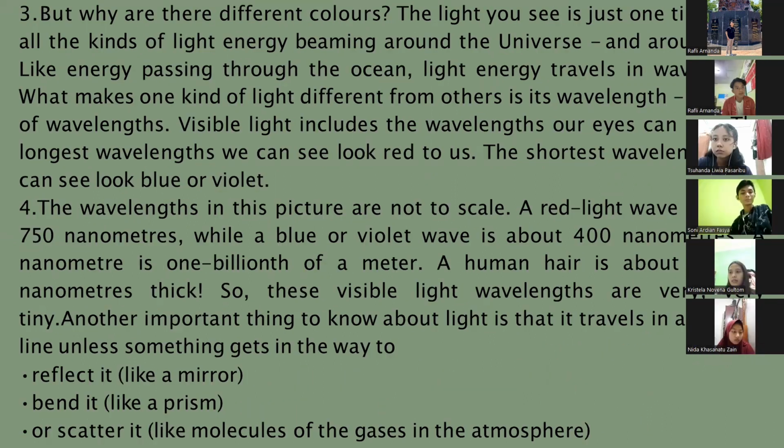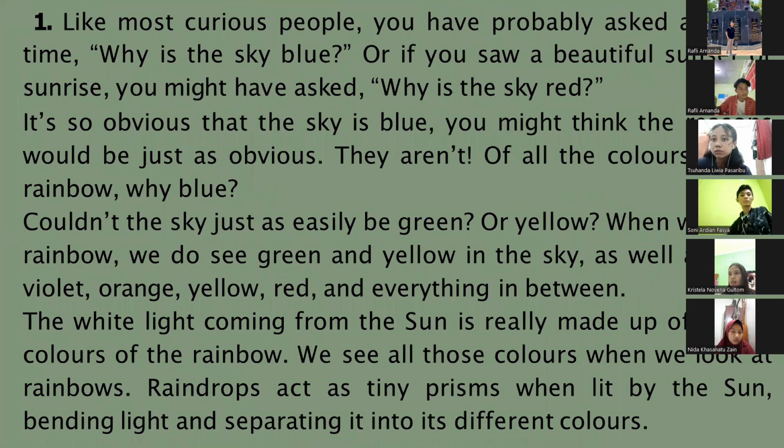Next. The second paragraph is to explain why different colors exist and how visible light works. It suggests that the light we see is just a small part of the different types of light energy present in the universe, and that light energy travels in waves with different wavelengths.